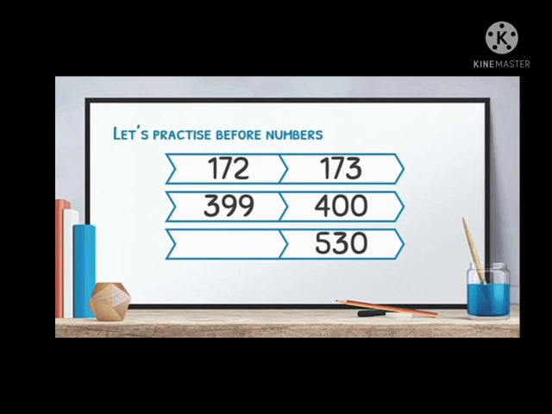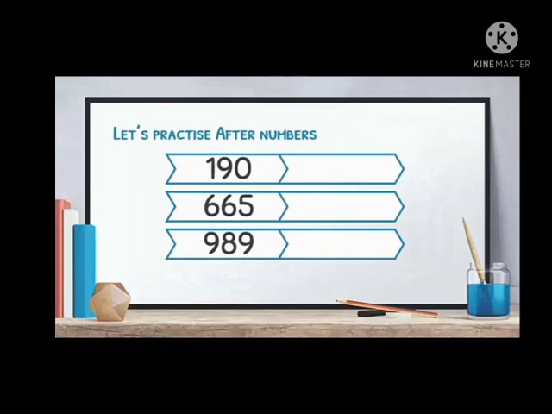Okay, now let us see the next number, 530. What is the before number of 530? Surely that is 529. Good, no? Before number means we want to just count backward. That is the before number. Then let us see the after numbers practice.